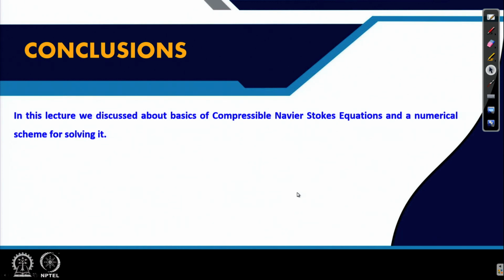So, in this lecture we discussed about basics of compressible Navier-Stokes equations, and we also discussed about a numerical scheme for solving it, which you can use for attempting a comparatively simple problem of 2D compressible boundary layer on a flat plate. Thank you.